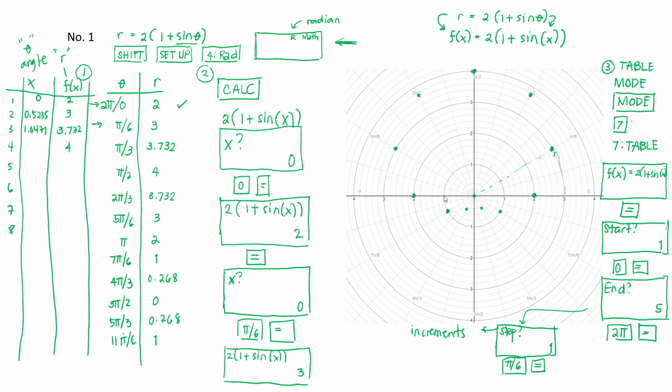So how to graph is we just connect the points starting from 0, then rotating counterclockwise. So starting from 2, it goes here. I will just sketch it, so that it looks nice.